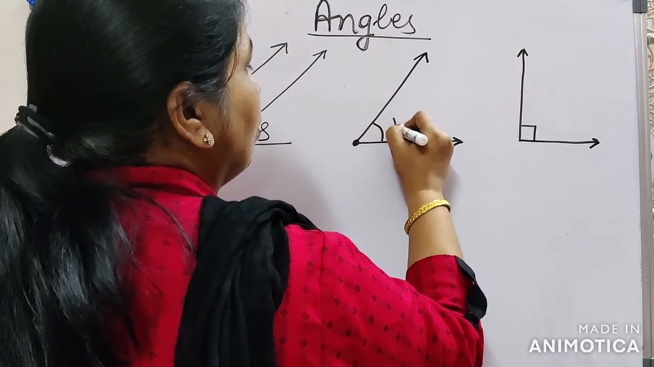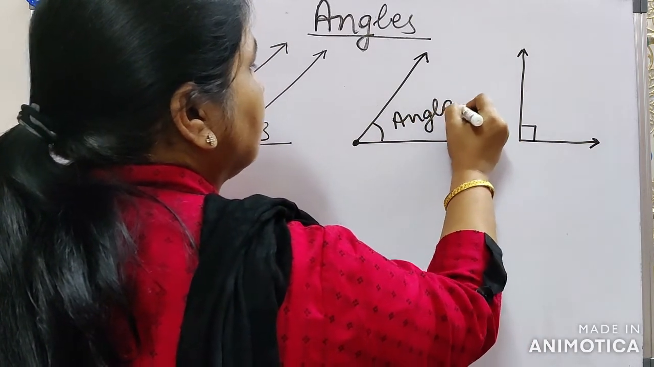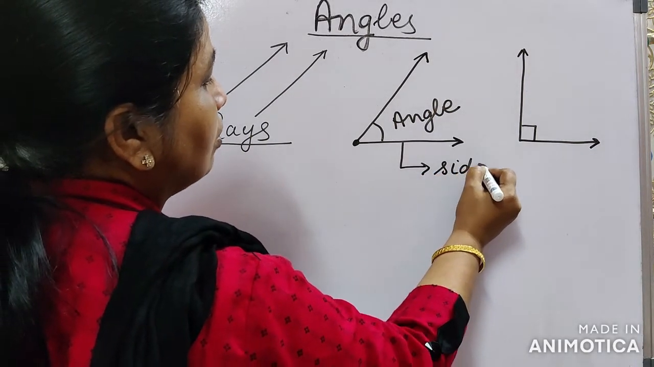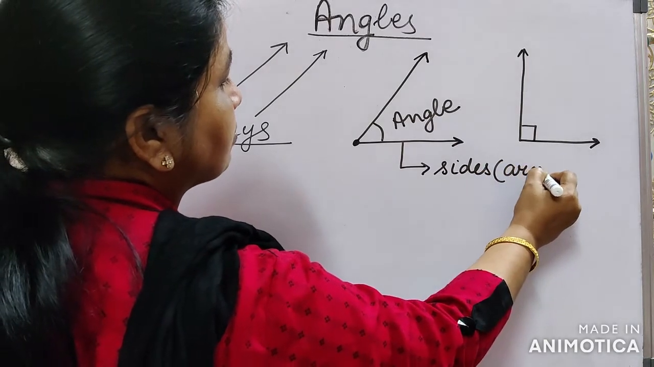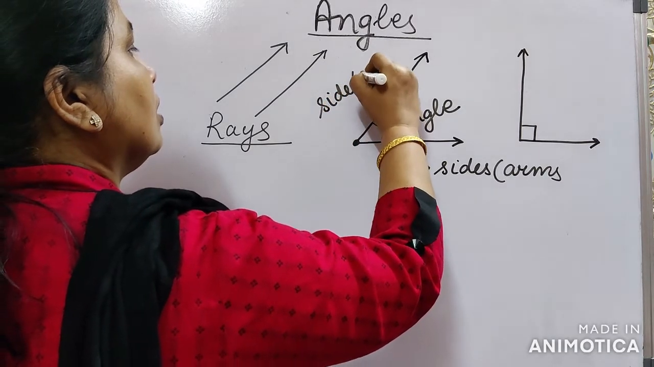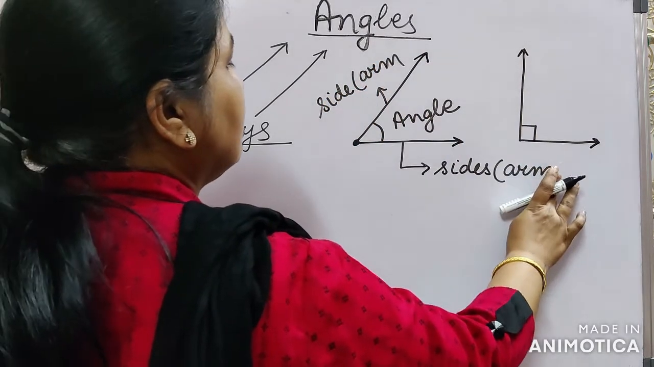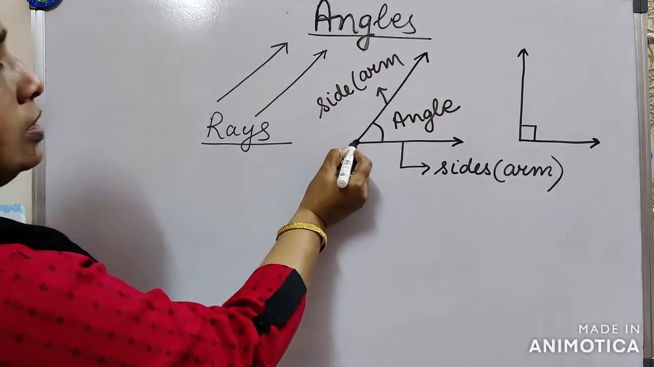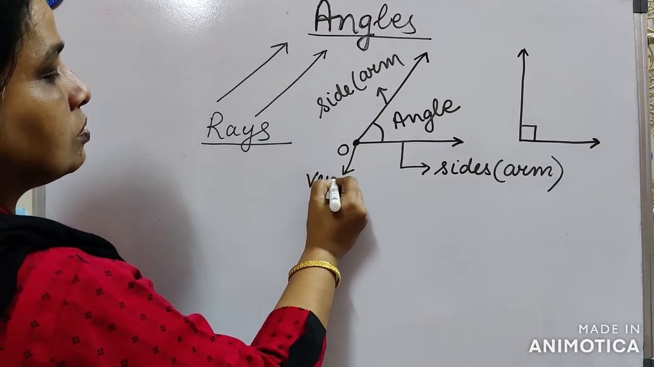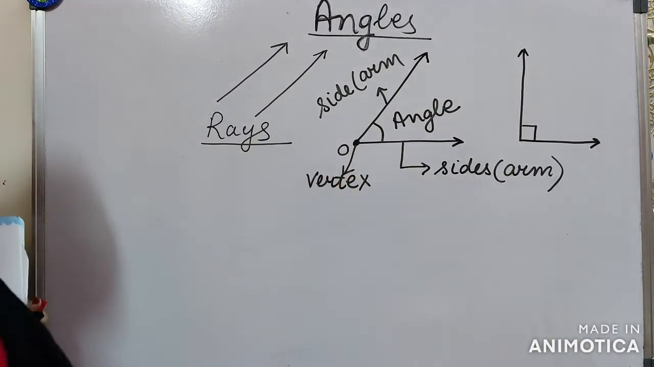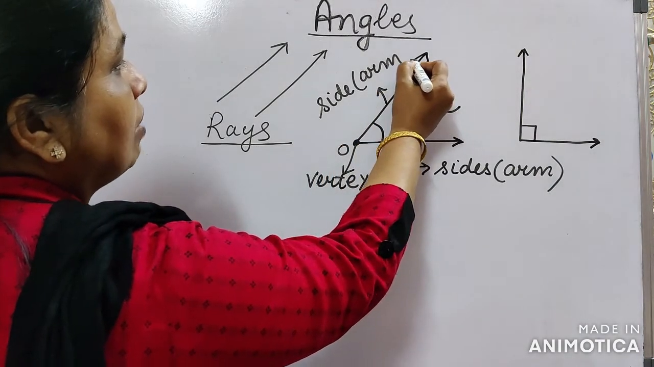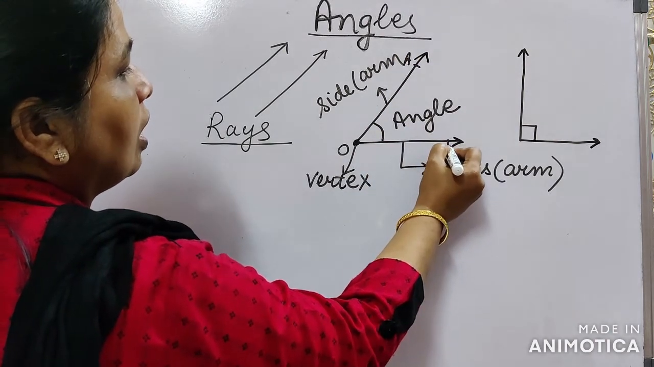Here they form the angle, and these two rays are called sides, or you can also say arms, this and this, right? In the same way children, the point where they meet, this point O, is called the vertex. You can write the names with capital letters, OA and OB.